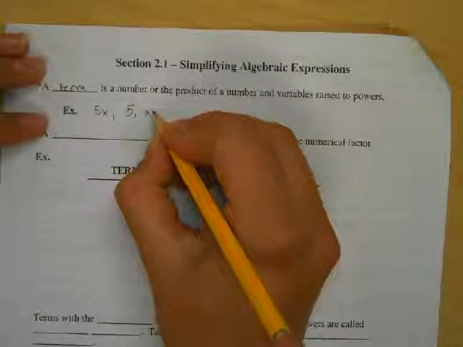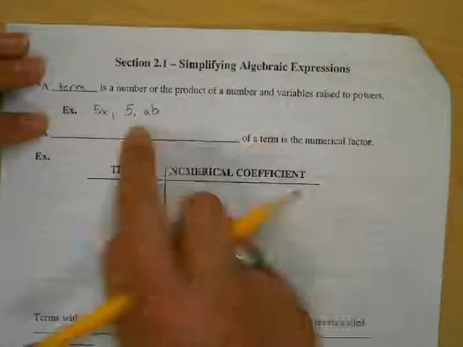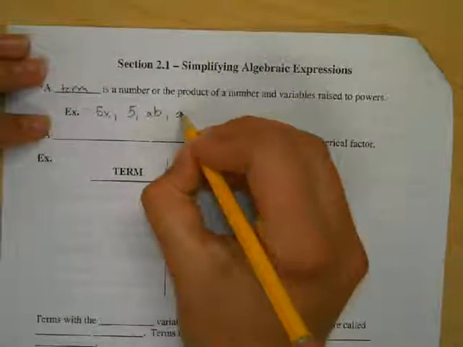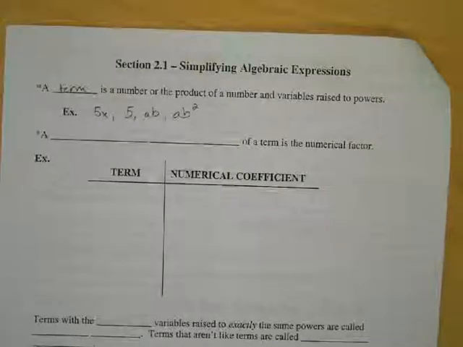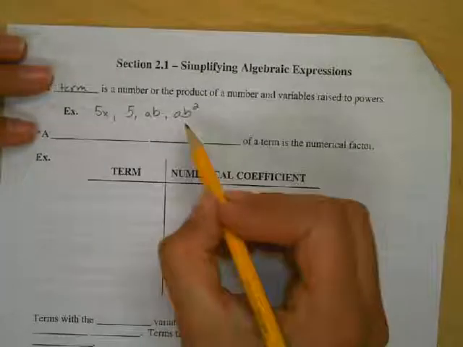Sometimes we just have variables. Could be multiple variables. Could have different exponents. There's lots of things that are going to be terms. The big part here is that they're all multiplied together.